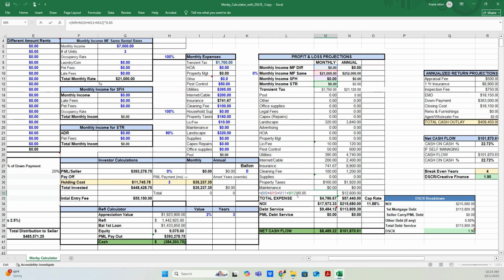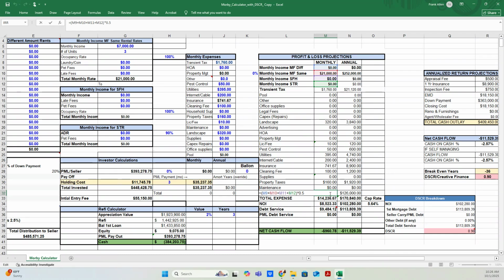Now, for CapEx, if you are going to do a long-term rental, then I would put in 20%, because let's face it, sometimes you might get a renter that's not very happy with you. So I'm going to leave it like that.